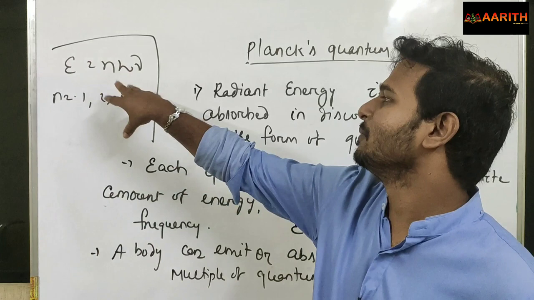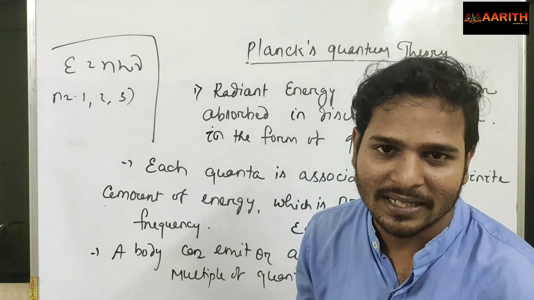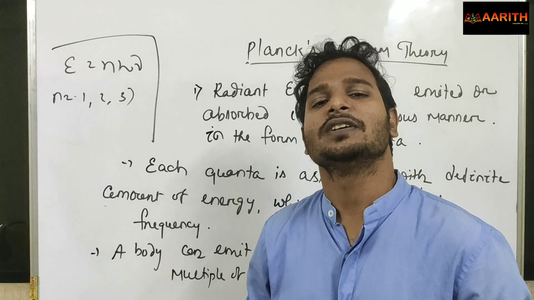So what is Planck's quantum theory? Any body emits or absorbs radiation in a discontinuous manner, in the form of packets. These packets have quantized energy, and their energy is proportional to their frequency. So E proportional to nu, E equal to h nu, where h is Planck's constant.